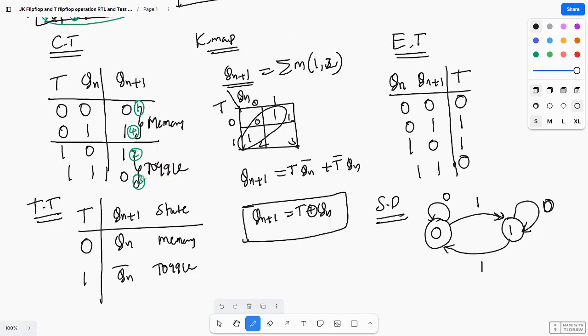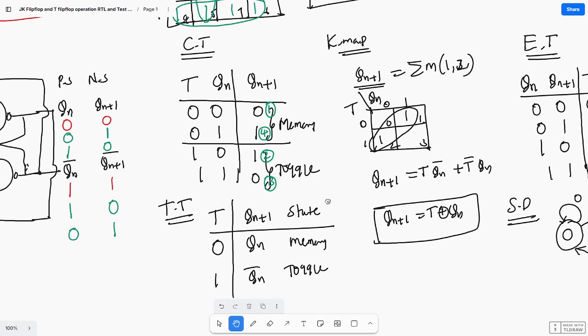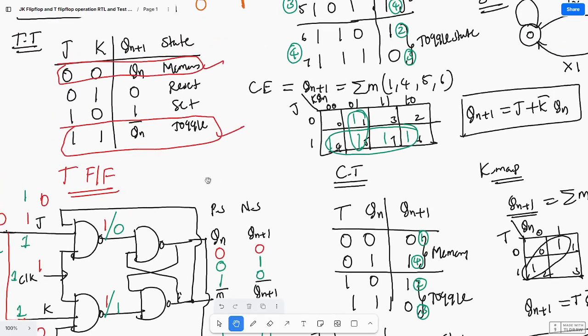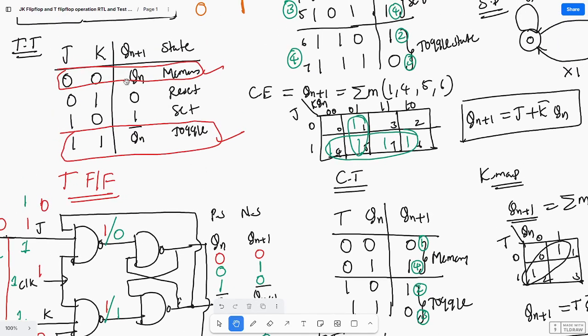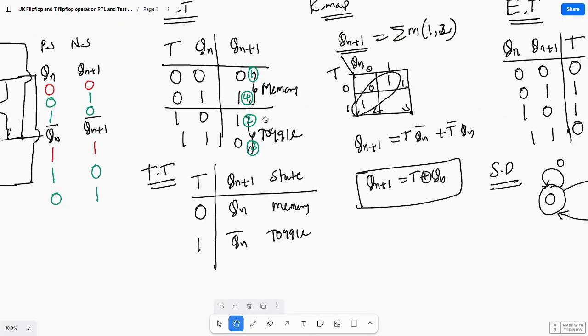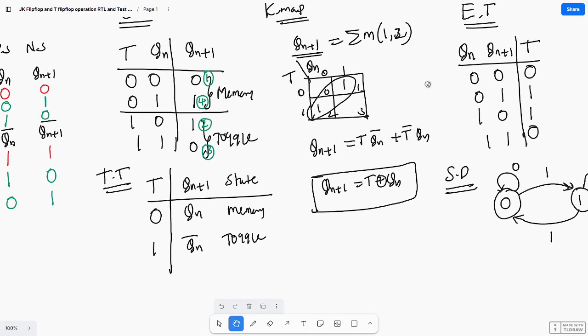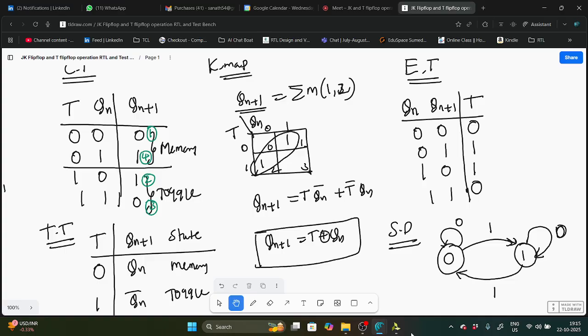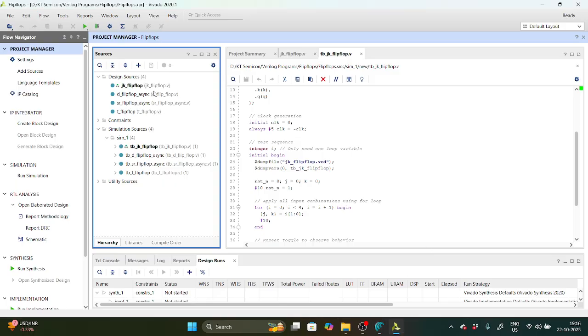What we discussed: first the characteristic table and the first diagram, and we are using only two states, that is memory state and toggle state. When J and K are connected, you are getting this T flip-flop. So: characteristic table, truth table, characteristic equation, excitation table and state diagram. Okay, now I will show the program for this.